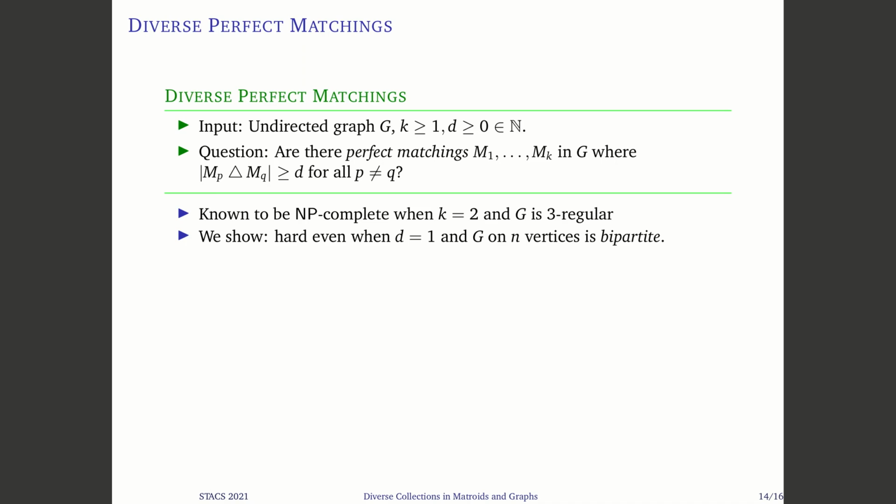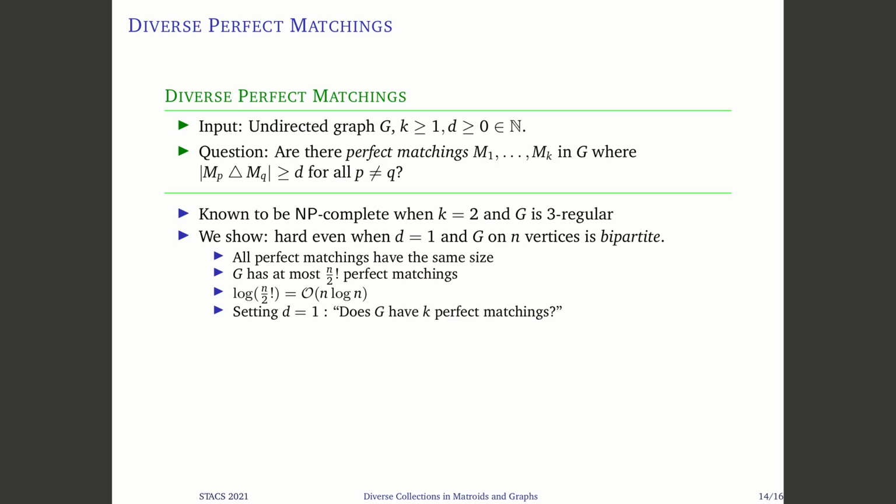We show that even if the graph G is bipartite and we are looking for a diversity of 1, we are just looking for different matchings, it's still hard. To see this, observe that all perfect matchings of the graph have the same size, and a bipartite graph G on n vertices has at most (n/2)! perfect matchings, the logarithm of which is order n log n.